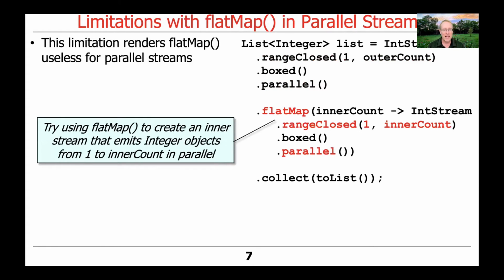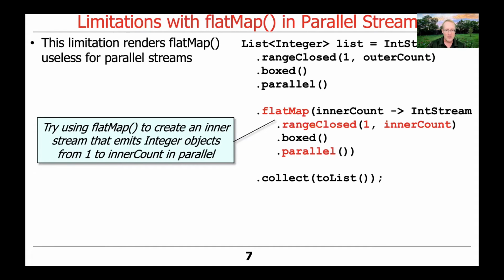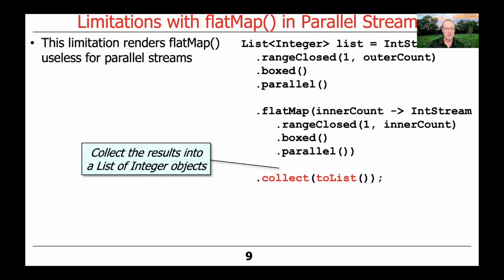Then we have a flatMap operation, which appears to be creating an inner stream that appears to be emitting Integer objects from 1 to inner count in parallel. So it looks like we should have the outer stream running in parallel and the inner stream running in parallel. And then, of course, what flatMap is trying to do is give you back just a stream of integers, which you can then collect into a list. So that's where we're going. We want to collect the results into a list of integers.